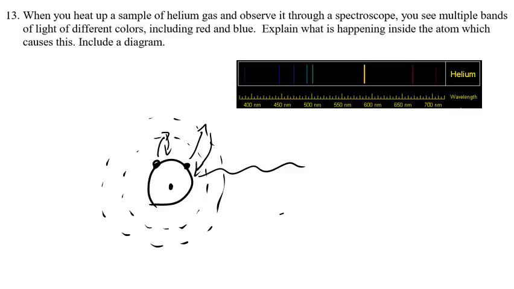When they fall, they emit a photon. That photon of light can be a different color depending on how far they fell. They fell further, they have more energy, and have a shorter wavelength. They actually have more energy in this direction.